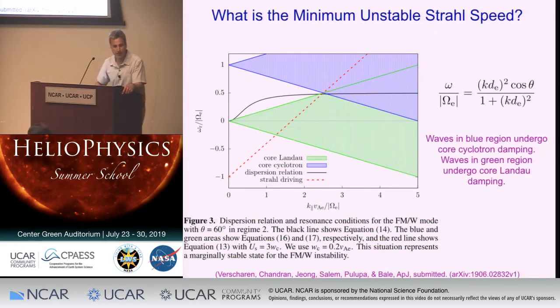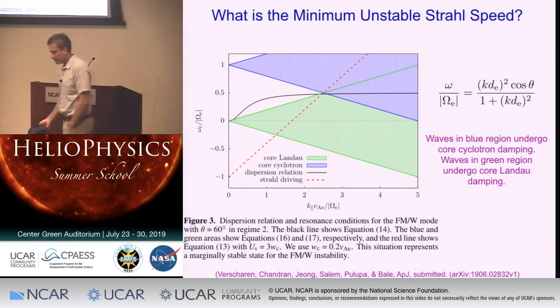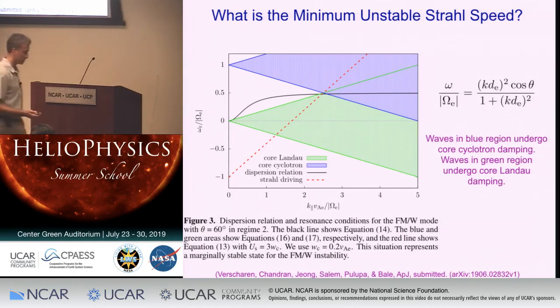Now, here comes the fun part. How do we get the instability criterion? What is the minimum strahl velocity for which we can excite this instability? We can figure it out again without lifting a pencil. And it's really amazing that this works. But let me explain how it works in a nutshell.